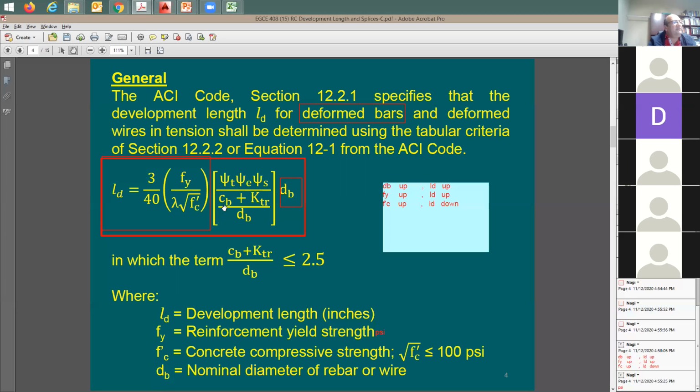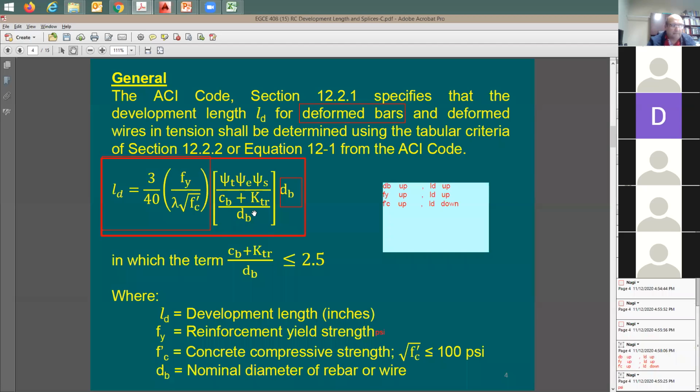Also, it says there's a factor called C sub B. It's actually about the concrete cover. So C here, usually we use C, it stands for cover. (C_b + K_tr) divided by d_b, we're going to be going through this. And it says here, the maximum value for this is how much? Let's say that you run the analysis and you're getting 5 or 3 for this. You just take it as 2.5. If it's going to be less than 2.5, good, take the value as is. Once it's getting higher than 2.5, you just limit it to 2.5 in this equation.